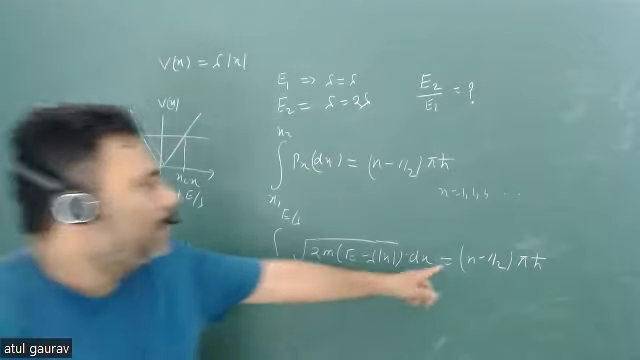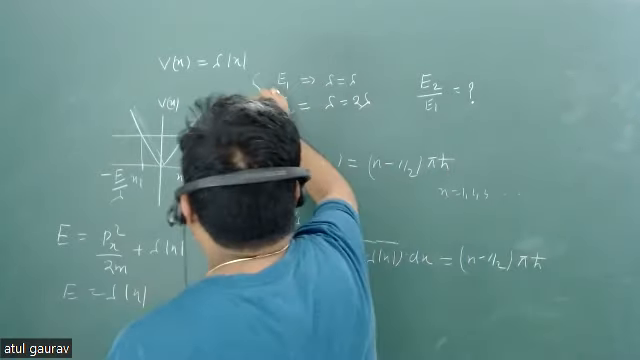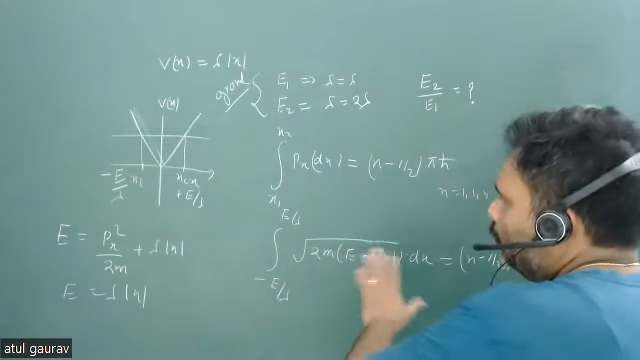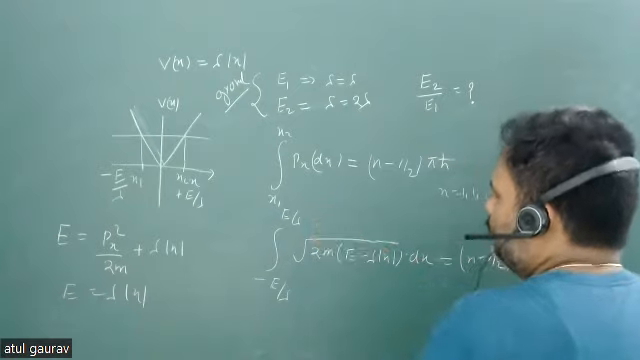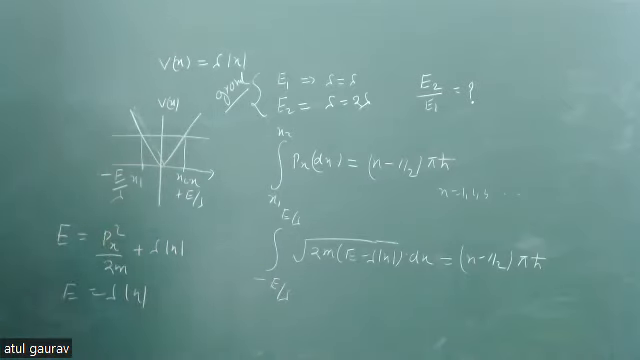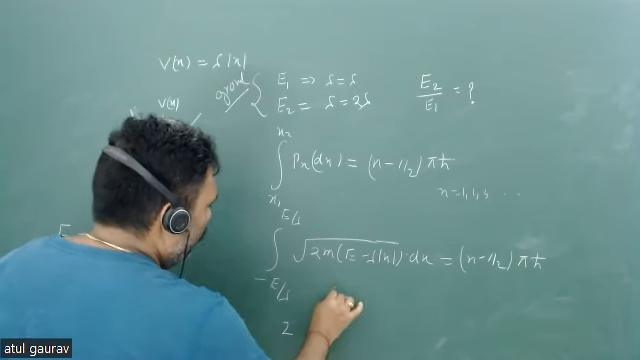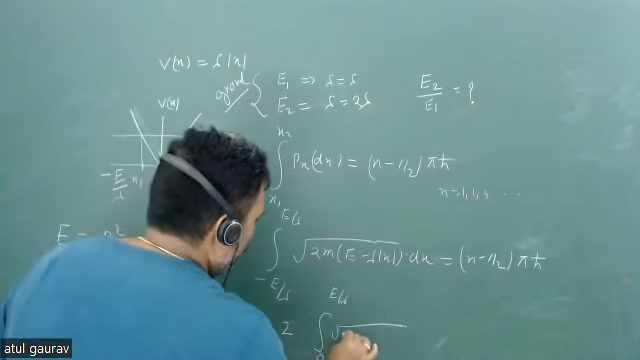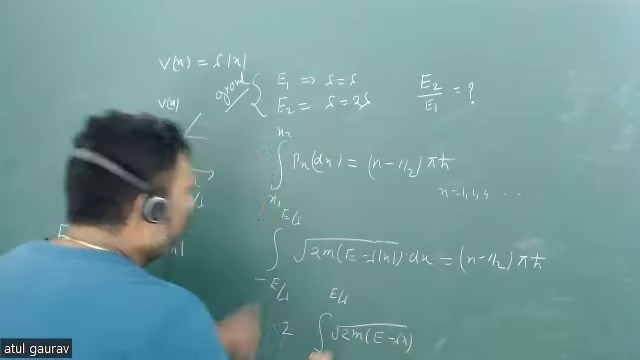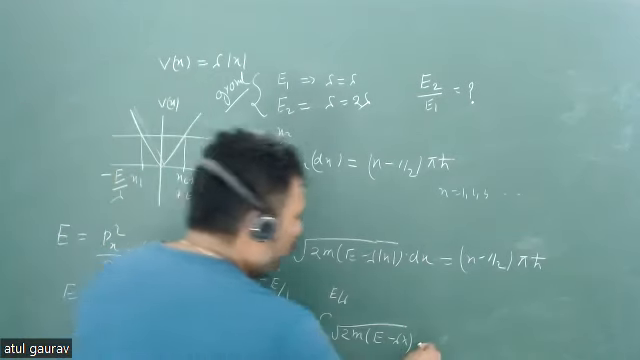Now, for the ground state, n is equal to 1. So the minimum value n is equal to 1 you can put, because these two are given for the ground state. Now, look, there is not any need to calculate this integration. Is this integration an even integration or an odd integration? Even integration. So you can just go for 2 times the integral from 0 to e upon lambda of root 2m (e minus lambda x) dx. Here we are going from 0 to e upon lambda, so I can take mod x equal to x. Everyone is comfortable?